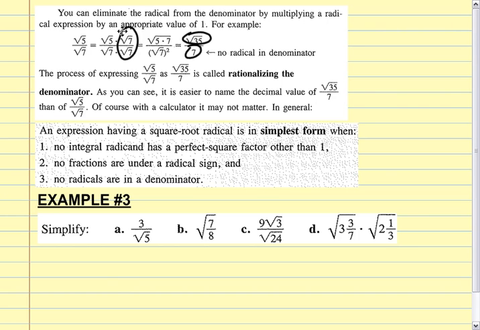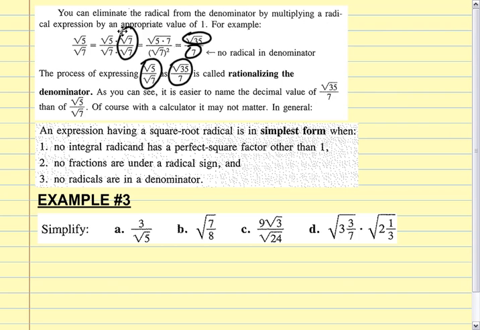The process of expressing this as root 35 over 7 is called rationalizing the denominator. When we get rid of the radical in the denominator, that is called rationalizing the denominator. As you can see, it is easier to name the decimal value of root 35 divided by 7 than root 5 over root 7. Now, we have a calculator, so it's easy for us to do it. But when we're putting fractions with radicals together, it's easier for us to work with integer denominators. So we've got to get those common denominators together.